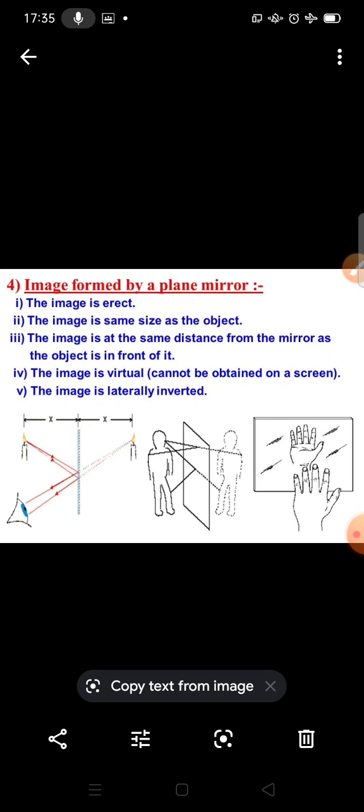Okay, so you must have noticed that the word ambulance in front of an ambulance is written laterally inverted. This is done so that the driver of the vehicle in front of the ambulance can easily read the correct word in the rear view mirror, and give way to the ambulance. Give way to the ambulance.